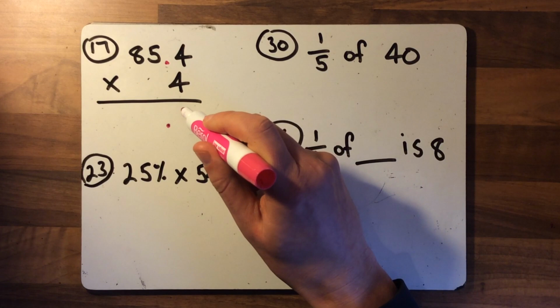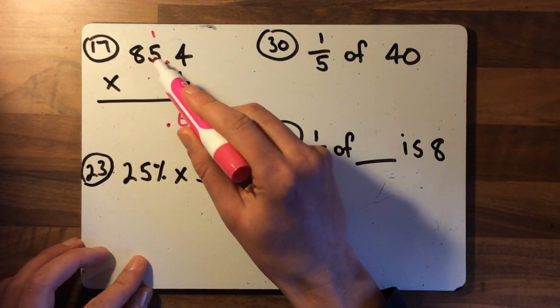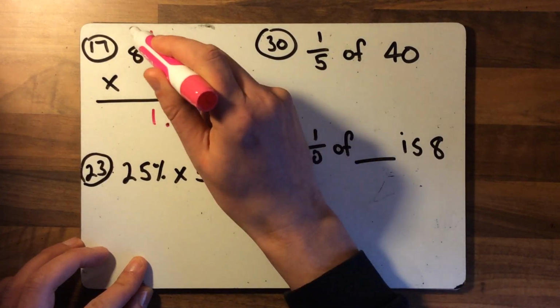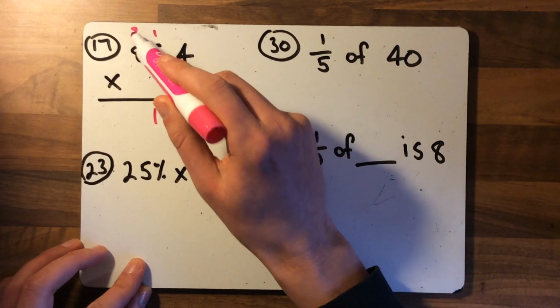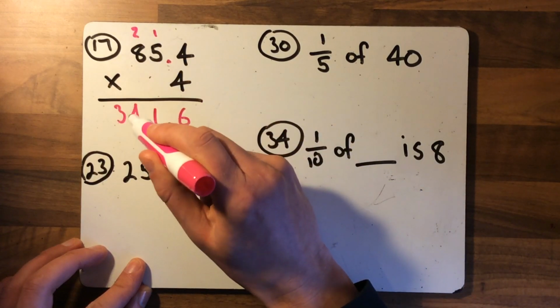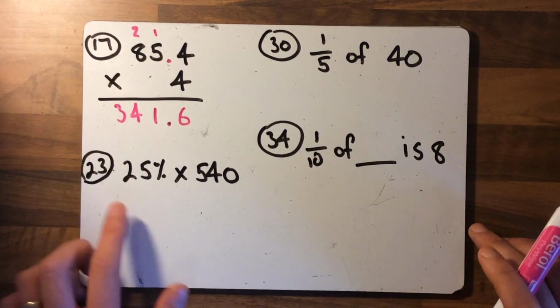So 4 times 4 is 16, so the 6 goes there, the 1 over in the next column. 4 times 5 is 20, add 1 is 21. And then if we do 4 times 8 is 32, add the 2 is 34. So 341.6 is the answer for that one.